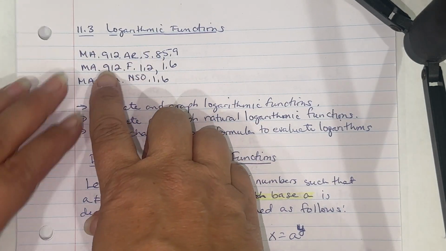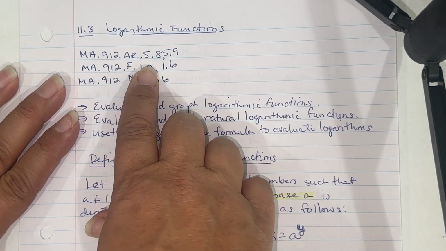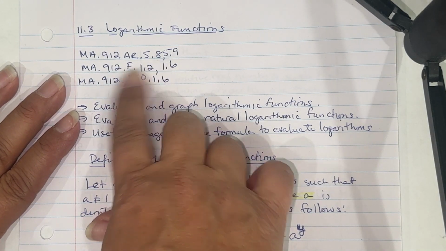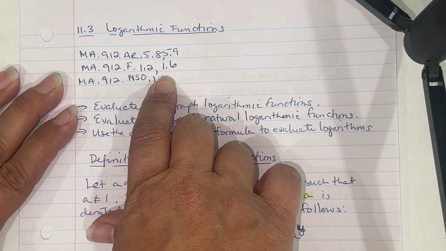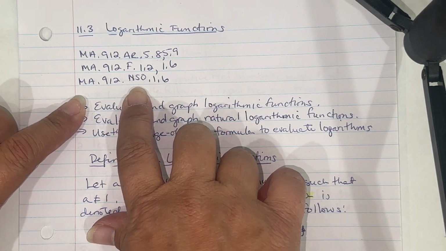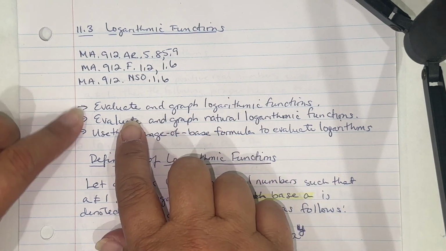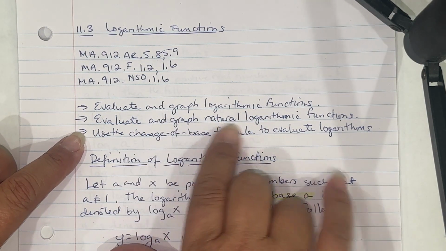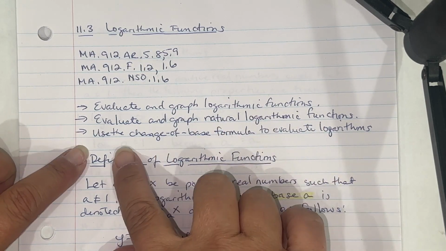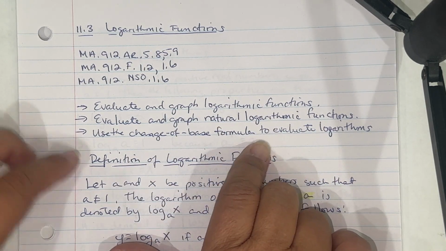11.3 Logarithmic functions. It's MA912.AR.5.8 and 5.9, MA912.F.1.2 and 1.6, MA912.NSO.1.6. We're going to evaluate and graph logarithmic functions, evaluate and graph natural logarithmic functions, and use the change of base formula to evaluate logarithms.